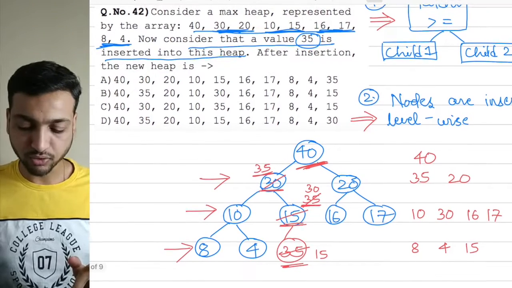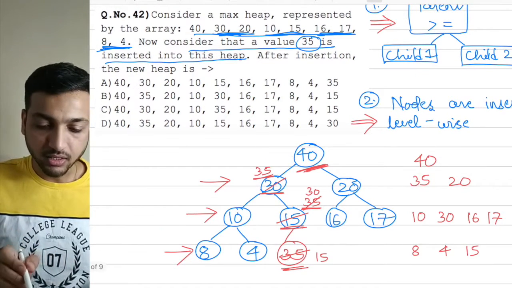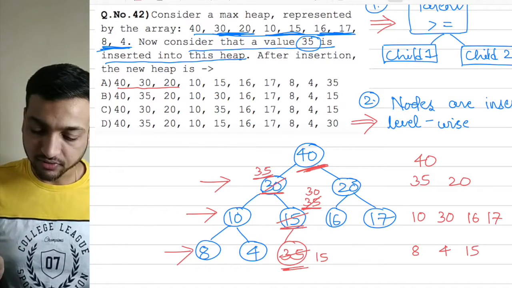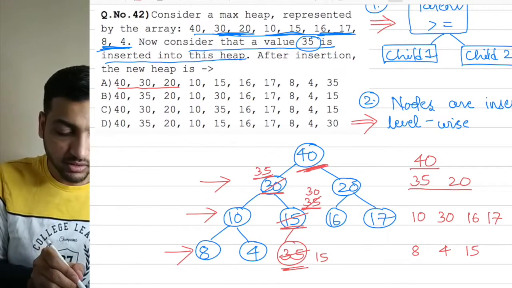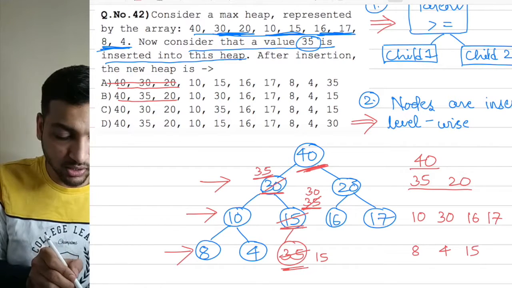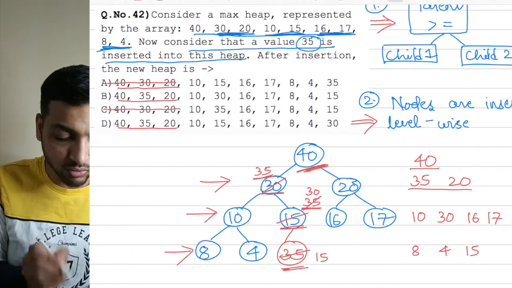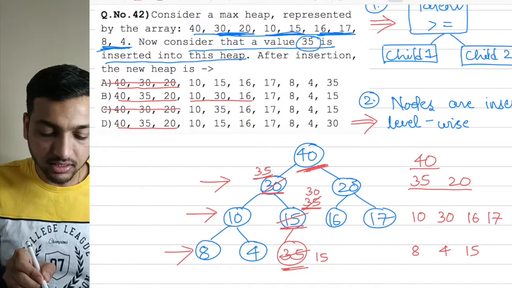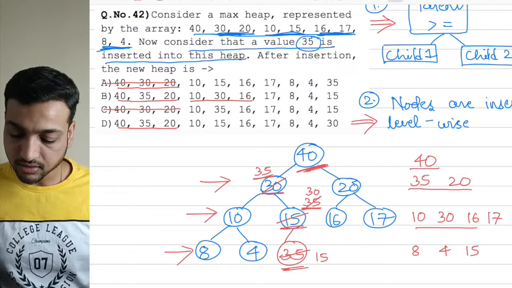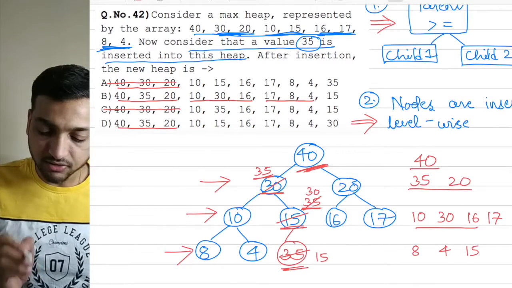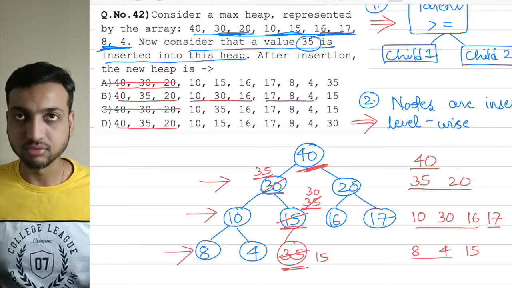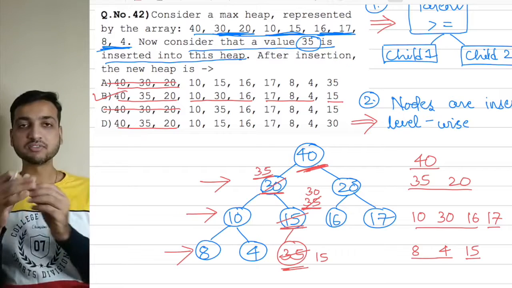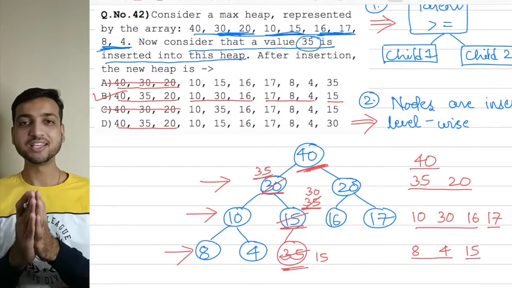So this becomes my level order traversal of the new heap after inserting the node 35. Now this has to match with one of the options. So let's see. 40, 30, 20 is incorrect. We want 40, 35, 20, so this is not there. 40, 35, 20, okay. So C also goes out of competition. B and C are the probable candidates. Next we have 10, 30, 16, 17, 8, 4, and then lastly 15. So B matches with our new level order traversal, so B is our right option.